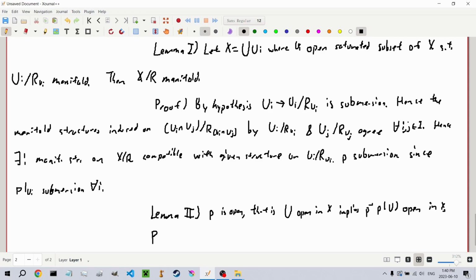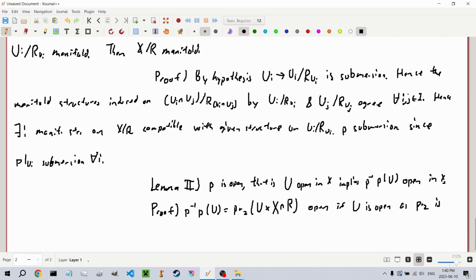And the proof. Well, for an open U, P inverse of P of U is the second projection of U times X intersect R, which is open if U is open, as PR2 is a submersion.